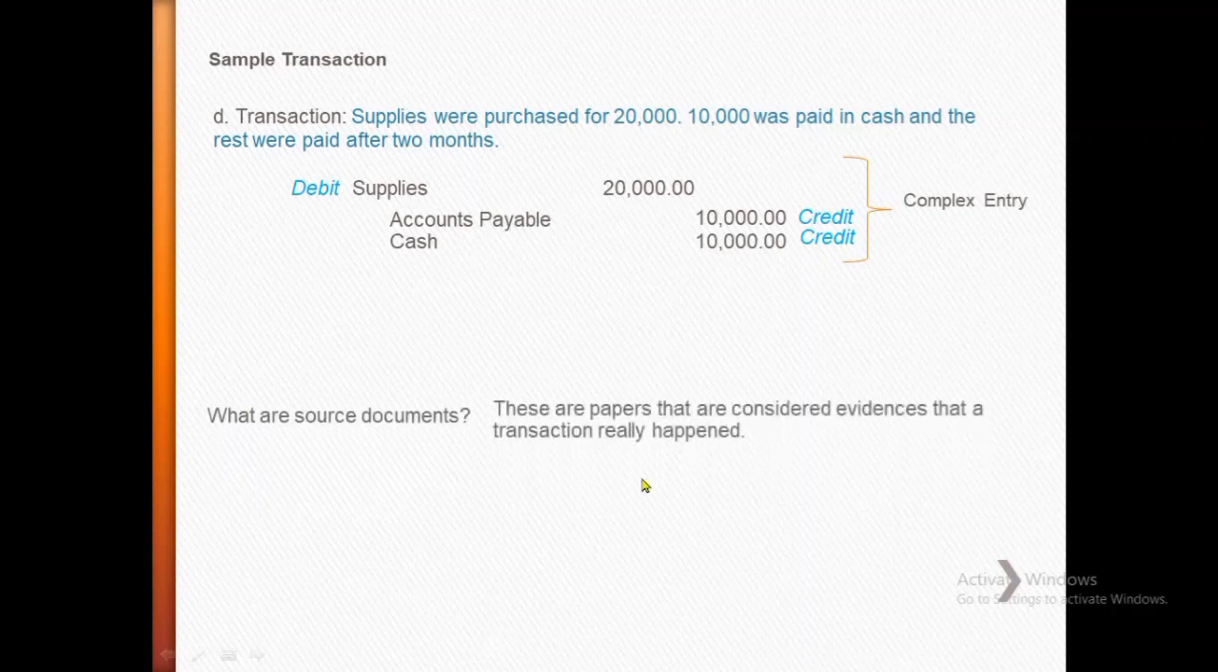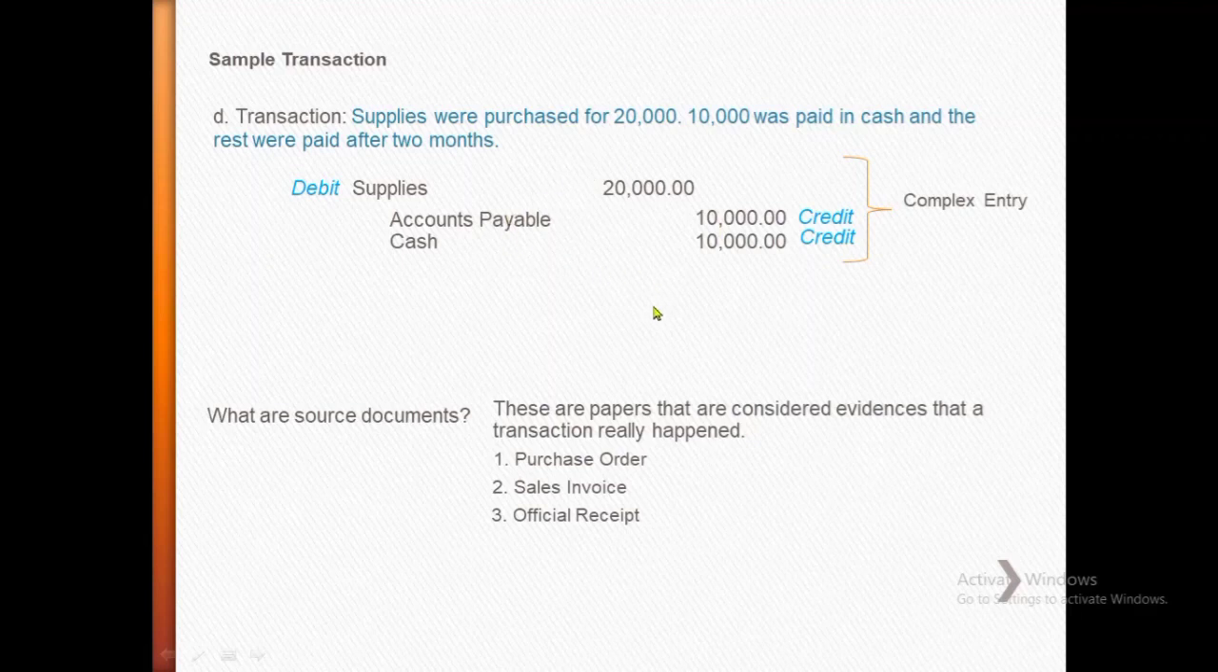These are actually papers that are considered evidence that a transaction really happened. Examples are the purchase order, sales invoices, and official receipts from your supplier, for example. So that's it for the source documents. Now guys, I would like to tell you that this is not a complete journal entry.